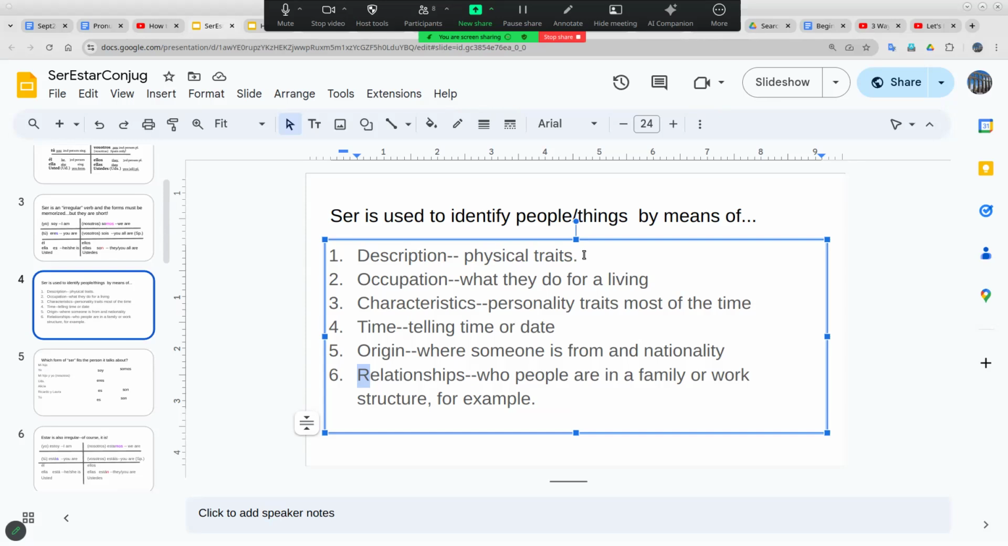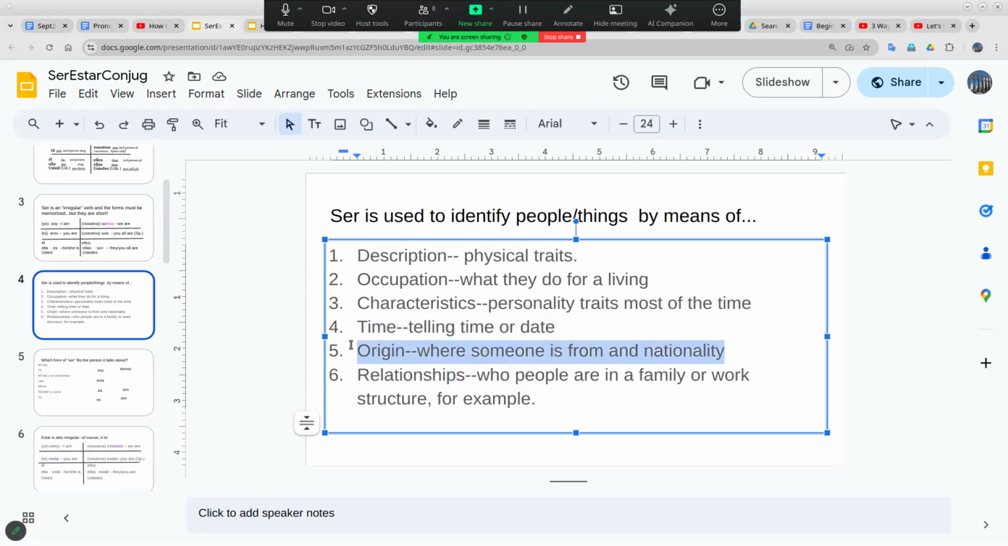We use ser. What context, what usage determines that I need a form of this verb ser? If we're using am, is, are to talk about a description like a physical trait, an occupation, what somebody does for a living, or characteristics, personality traits that people have most of the time, like they're a kind person, a gentle person, a mean person. That's just their personality trait. When we tell time, we use this verb ser, right? It is 2:00. It is 8:00. We use ser for telling time.